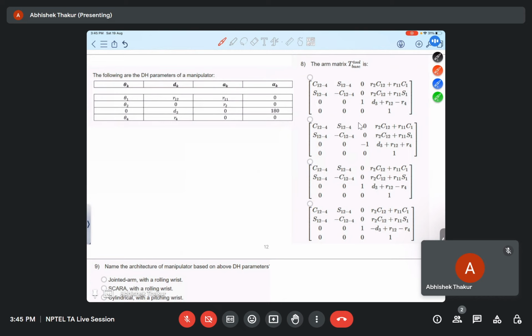So now coming to the next question. So here the TH parameters of our manipulators are given.